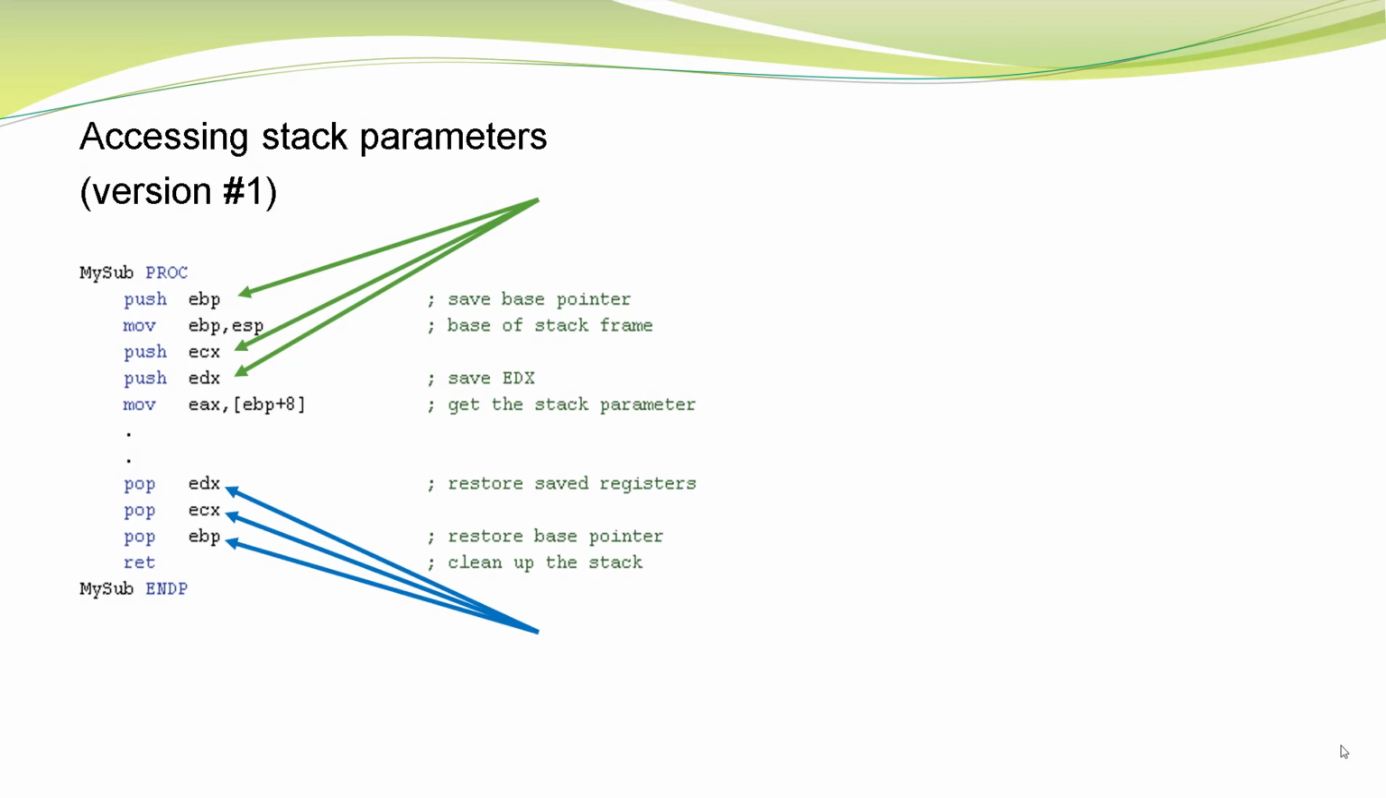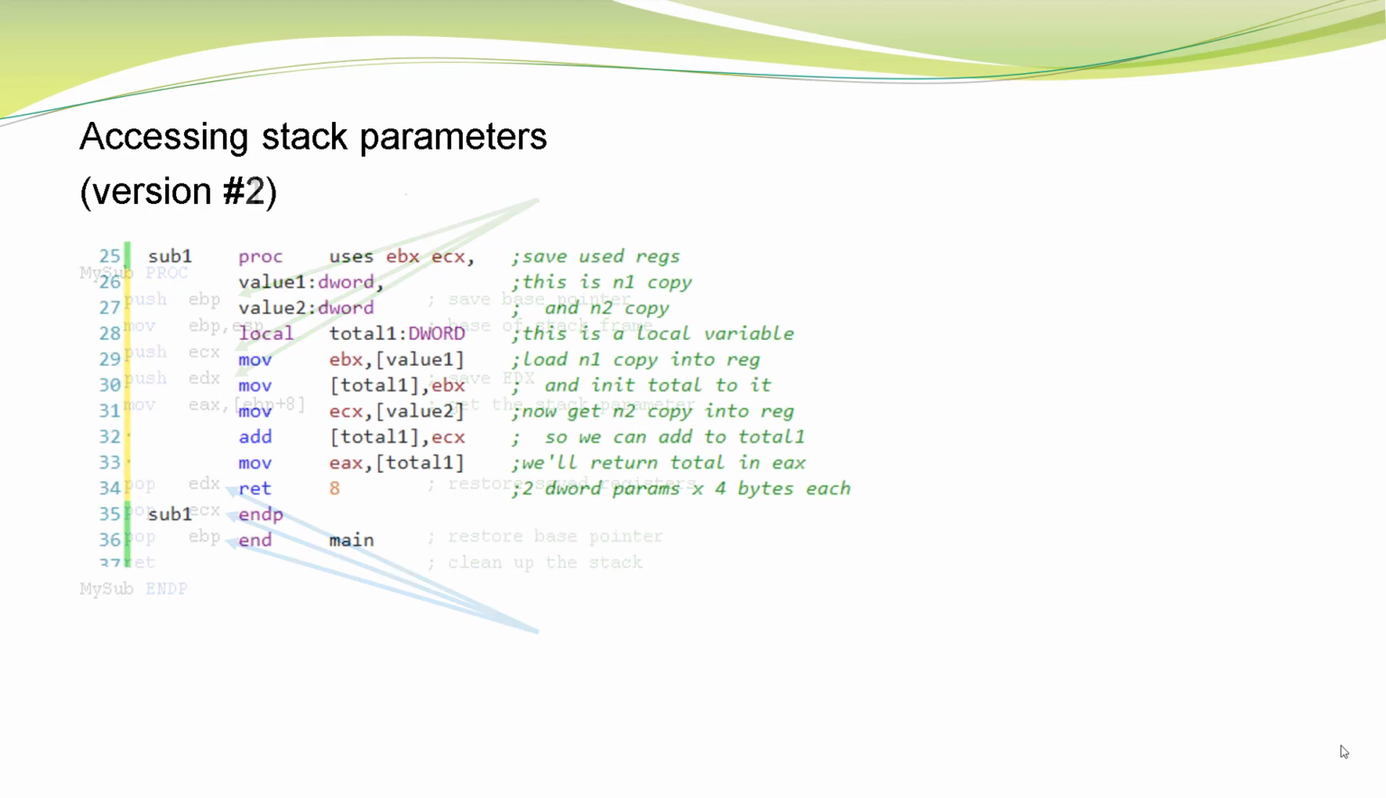Then we get to the return statement. I'm leaving out anything to do with parameters, local variables. This is just if we're using registers inside that procedure. What a nightmare. Instead of doing it that way, let's take a look at version 2.